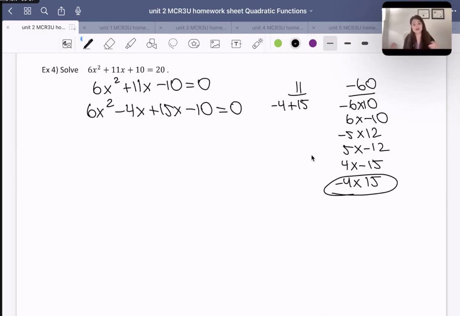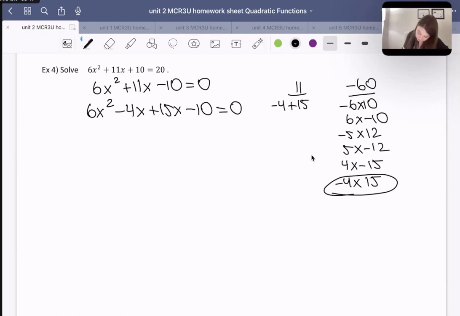So I didn't change the equation. I'm just splitting this 11 apart. And the reason we did this step is to split it apart in such a way that we can now factor by grouping guaranteed. So I'm going to factor by grouping. I'm going to partial factor the first two, and also partial factor the latter two.